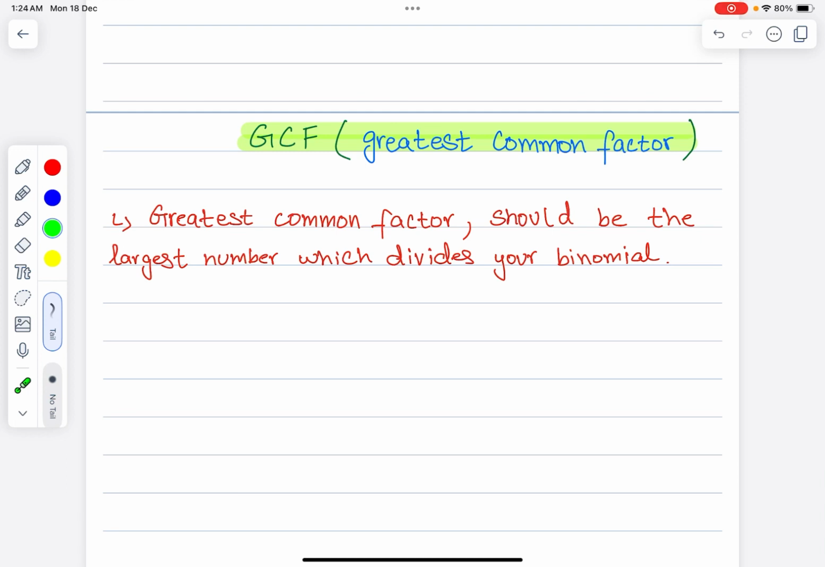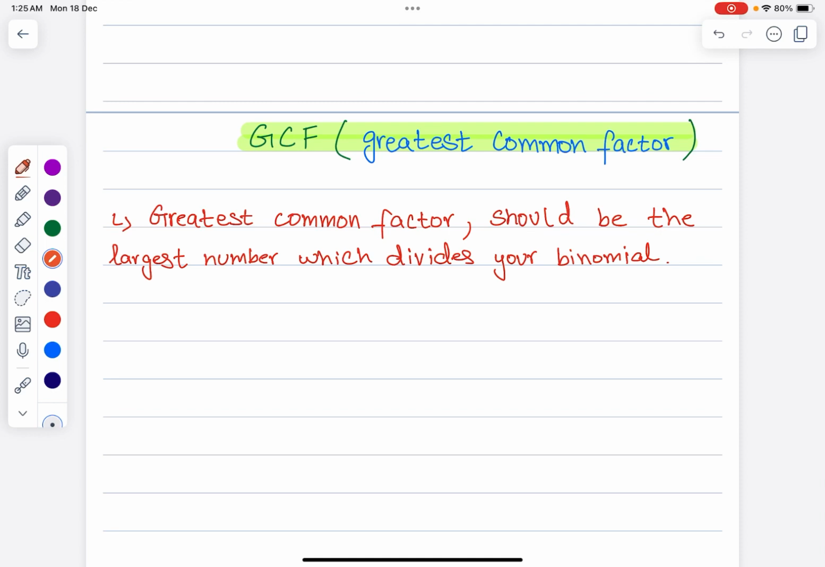When we are talking about the concept of greatest common factor, or GCF, it should be the largest number which divides your expression or binomial. If we are talking specifically about binomials or polynomials, a number which divides both of your binomial terms should be your greatest common factor. Let's have a look at what we mean by this.